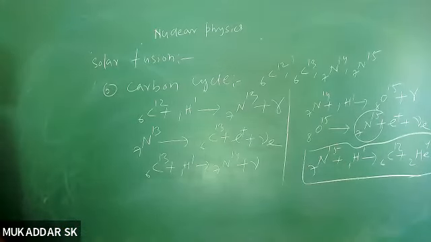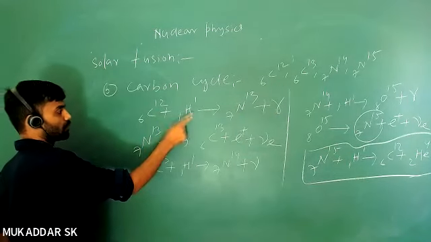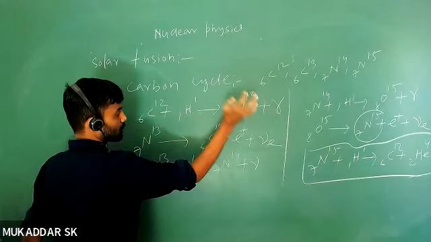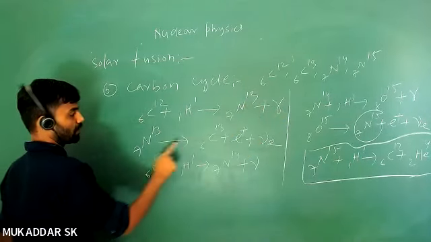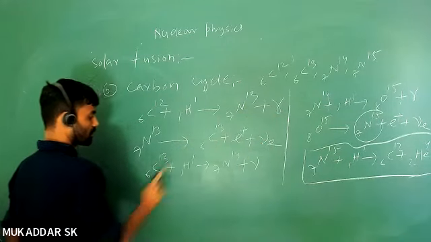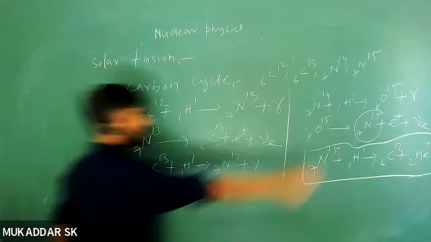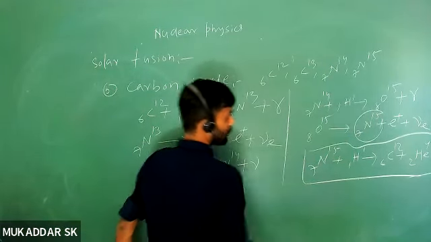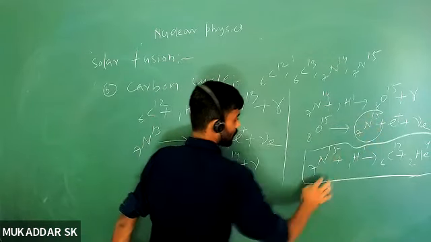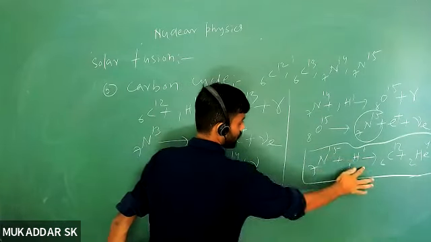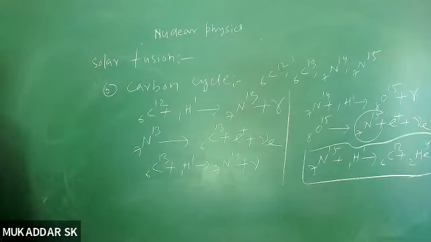So for carbon cycle this should be available. First carbon fuses with hydrogen, it will produce nitrogen. This nitrogen will decay to carbon 6, 13. Carbon 6, 13 will combine with one hydrogen, it will produce nitrogen 7, 14. It will combine with one hydrogen, it will give you oxygen 8, 15. Oxygen 8, 15 will decay to nitrogen 7, 15. Nitrogen 7, 15 will combine with H 1, it will produce helium 2, 4 and carbon 6, 12. So this is all about your carbon cycle.